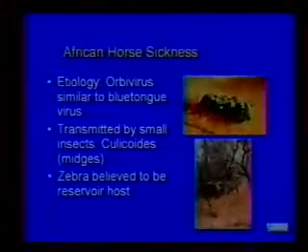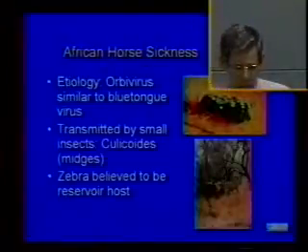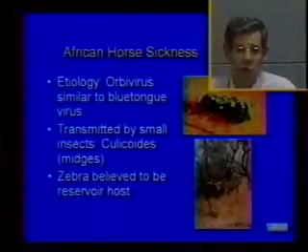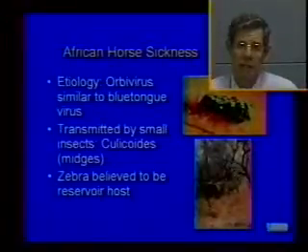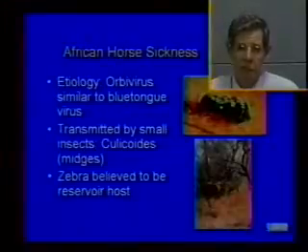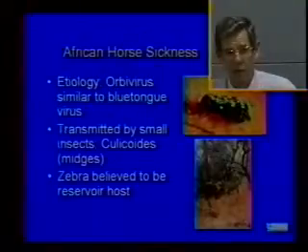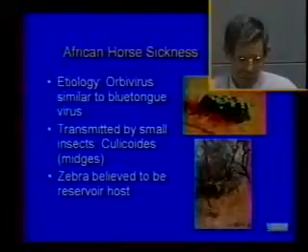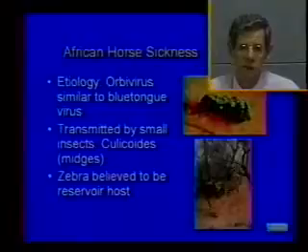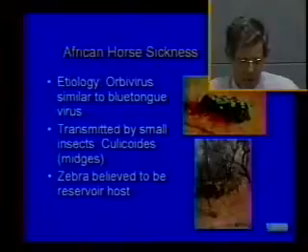African horse sickness. Well, African horse sickness is caused by an orbivirus, which is very similar to bluetongue virus, and as I've already mentioned to you, it's transmitted by Culicoides, or midges, gnats as they are commonly called. And remember that as an arbovirus, African horse sickness virus replicates in the salivary glands of the insect, and it is transmitted then when the insect bites. Now, African horse sickness has a reservoir host, and the reservoir host, which is not clinically affected, is the zebra.